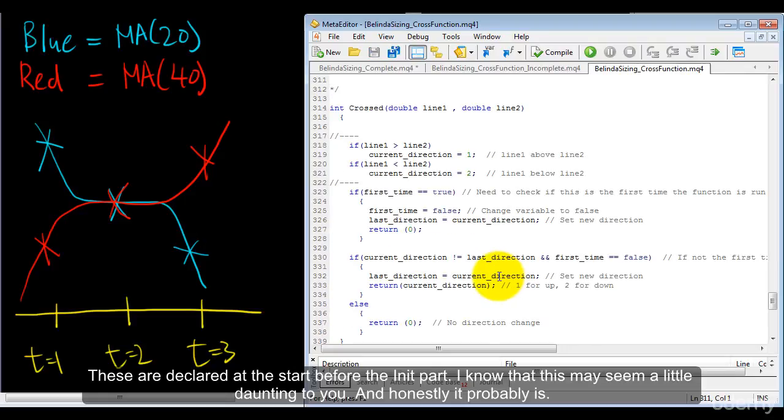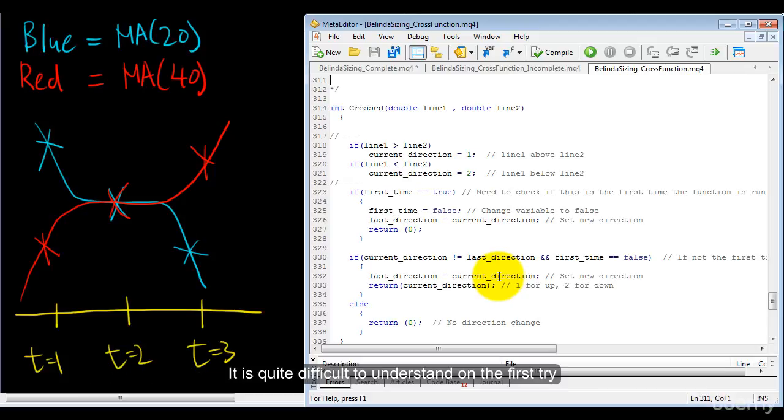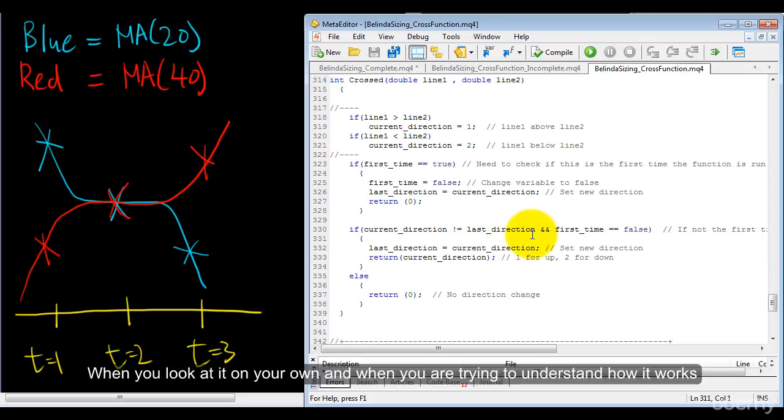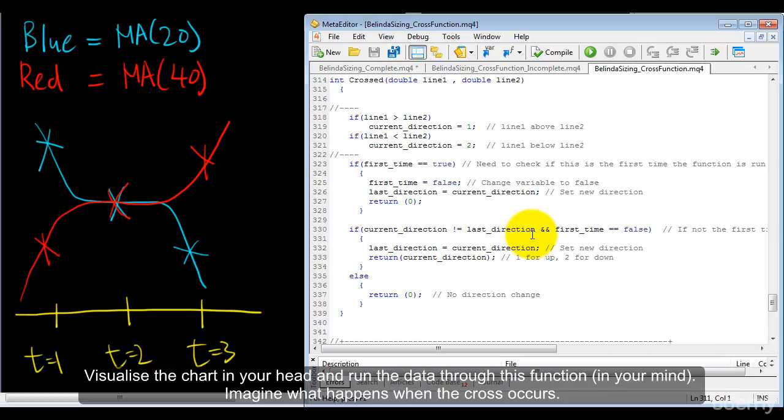I know that this may all seem a bit daunting to you, and honestly it probably is. It's quite difficult to understand on the first try. So when you look at it on your own, and when you're trying to understand how it works, visualize the chart in your head and run the data through this function and imagine what will happen when the cross occurs.